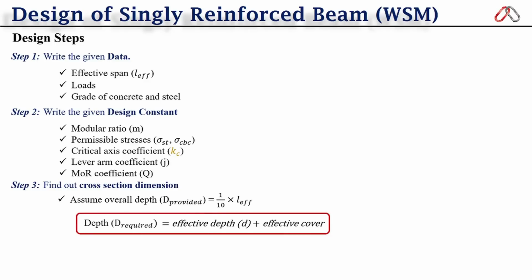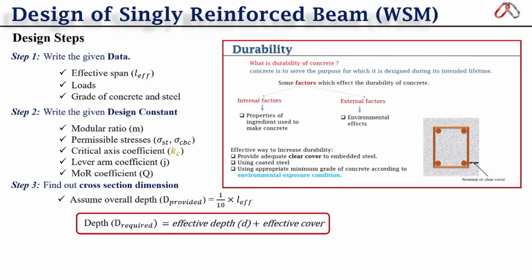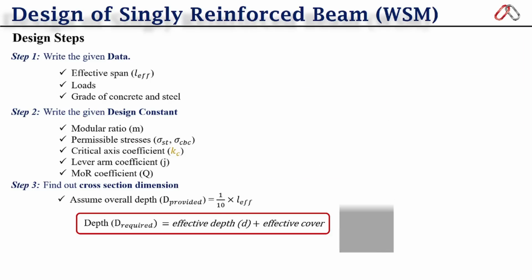First look at effective cover. If you recall from the first lecture under the topic of durability of concrete, we learned the concept of nominal cover. We use nominal cover to protect the steel from corrosion, but here we are designing a singly reinforced beam, so let me illustrate it on a singly reinforced beam. Effective cover is nominal cover plus half of the bar diameter because we measure it from the centroid of steel. Later we modify this formula when we use stirrups for shear and torsional strength of the beam.